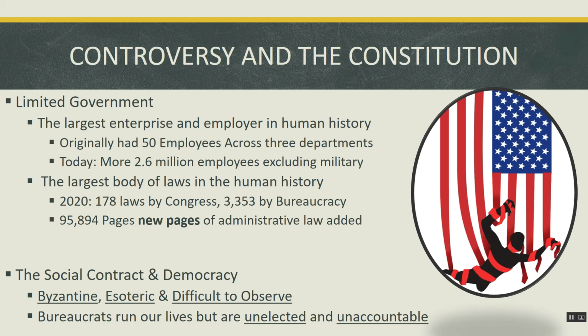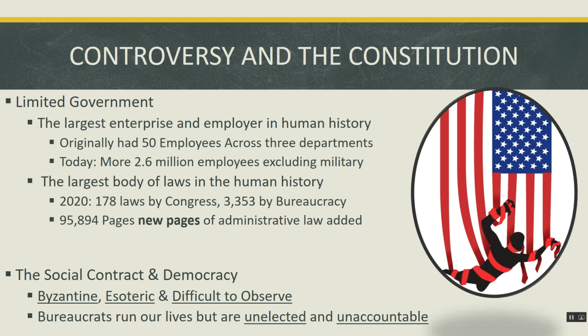So another way to understand exactly how active, how many new rules and regulations the bureaucracy is creating every year, if you look at those 3,353 new laws created by the executive bureaucracy in 2020, you're going to discover that they amount to 95,894 new pages of laws for that year alone.